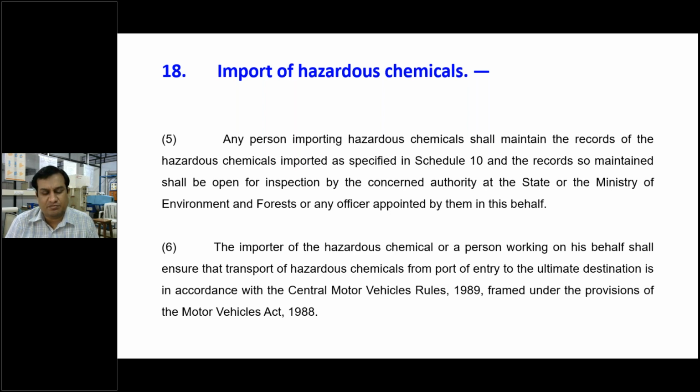The importer of hazardous chemicals or a person working on his behalf shall ensure that transport of hazardous chemicals from the port of entry to the ultimate destination is in accordance with the Central Motor Vehicle Rules 1989 framed under the provisions of the Motor Vehicles Act 1989. So whatever guidelines are provided by the Central Motor Vehicle Rules 1989 for transportation of hazardous chemicals from the port where they land to the destination, those transportation guidelines are given under this rule, that is CMV rule 1989.